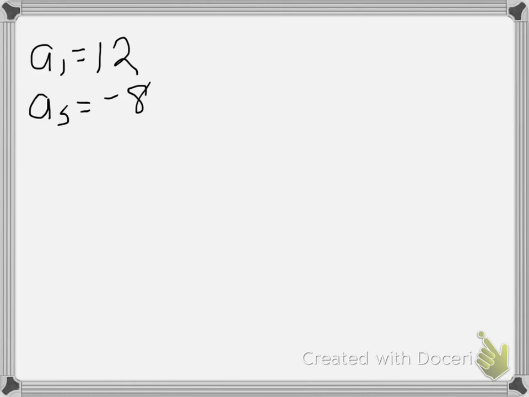Okay, so basically what we need to do is find D, the common difference. Well, this is pretty straightforward. Just plug it into your formula. A sub n, well, n is 5, so a sub 5 was -8, equals a sub 1, which is 12, plus the quantity n minus 1 times D.